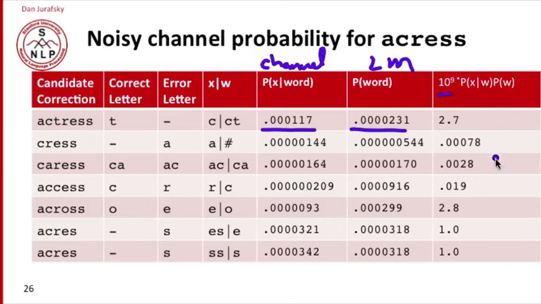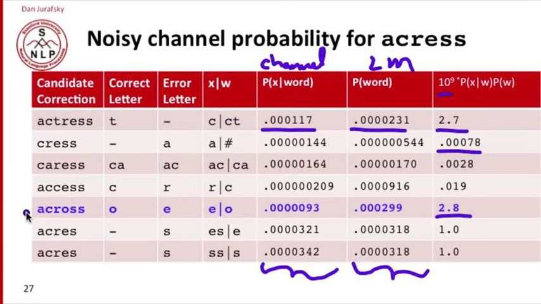So you can see that the most likely word here is across with this particular channel model and this particular language model. The most likely word is across, but actress is also quite likely, and acres seems a reasonable likelihood, and the word cress, which is just a very rare word, you can see is a very low probability and has an unusual error of inserting an A at the beginning, which makes it a very low probability correction. So the noisy channel model likes the word across as the possible replacement.